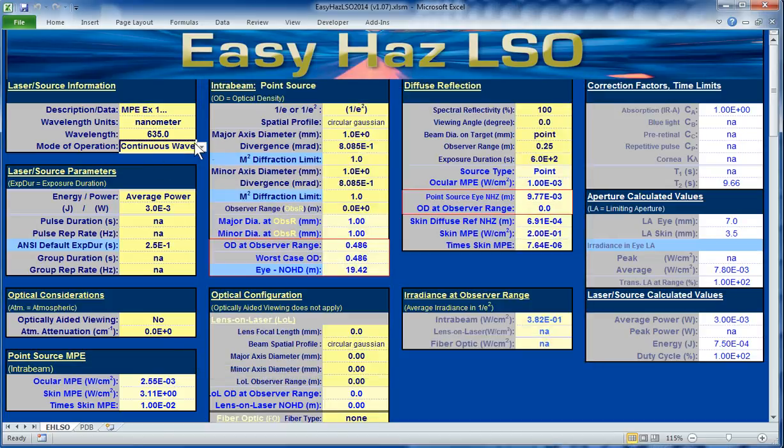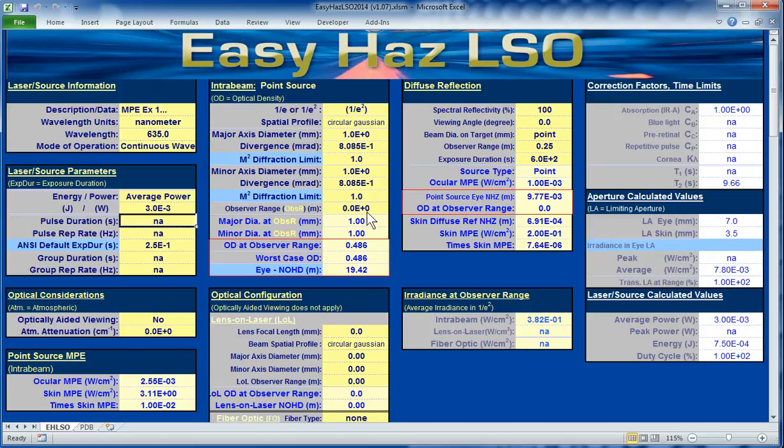This is a continuous wave laser. We select continuous wave. We select average power for continuous wave. Very seldom do we use energy. Some people do, but for the most part, continuous wave is average power. We've entered 3 milliwatts here, which the software uses scientific notation because we deal with very large and very small numbers. You can also enter this as 0.003, and you will notice that it changes it to scientific notation. The ANSI default for this exposure duration is 1/4 of a second. We're relying on our aversion response to work.